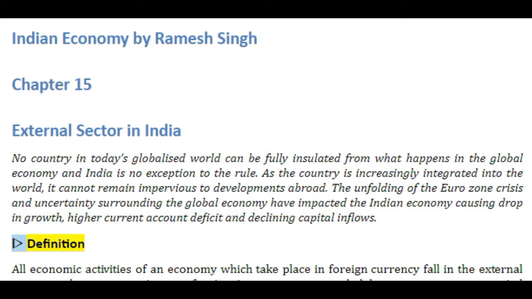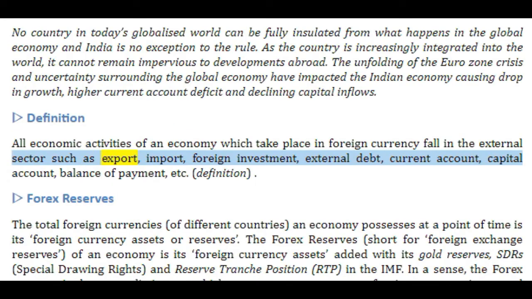Definition: all economic activities of an economy which take place in foreign currency fall in the external sectors such as export, import, foreign investment, external debt, current account, capital account, balance of payment, etc.